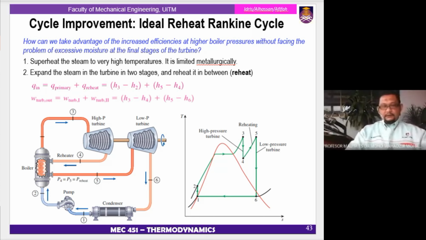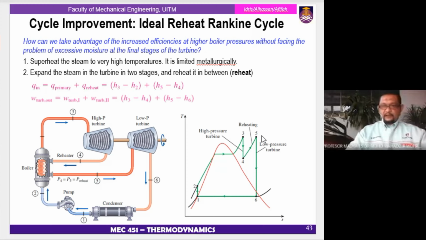Let's look at number 2: expand the steam in the turbine in 2 stages and reheat in between, and this is called reheat. This is a TS diagram, temperature versus entropy. Points 1, 2, 3, and 6 are all stages that you have known before. The new ones are number 4 and number 5.